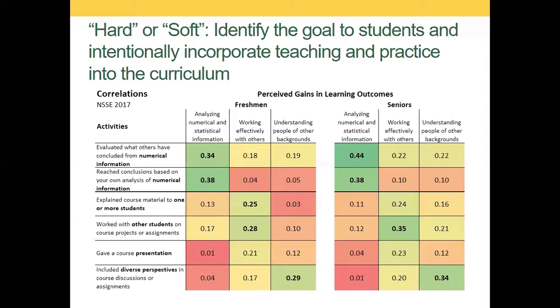So I pulled out 3 perceived gains in learning that are kind of a range. From the hardest of the hard skills, analyzing numerical and statistical information, to 2 of the softer skills, working effectively with others and understanding people of other backgrounds. And this is the terminology out of NSSE. These are NSSE variables. So we've got first year students and we have seniors.